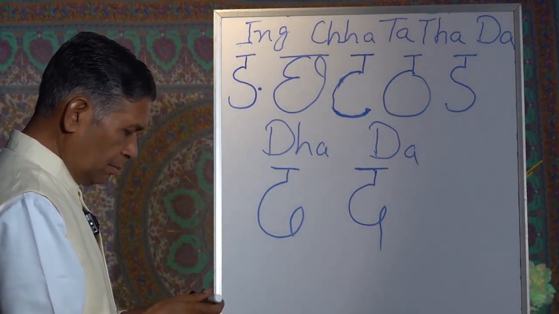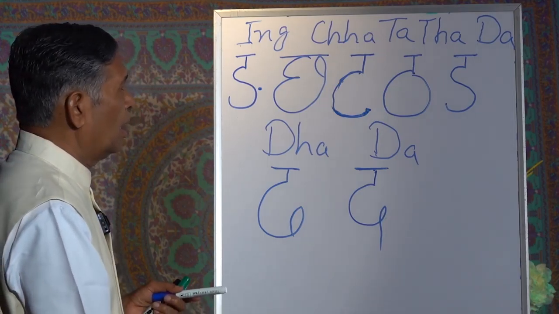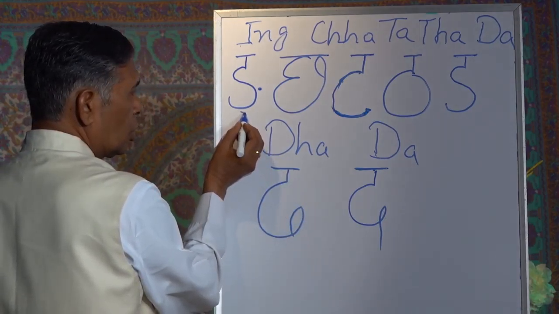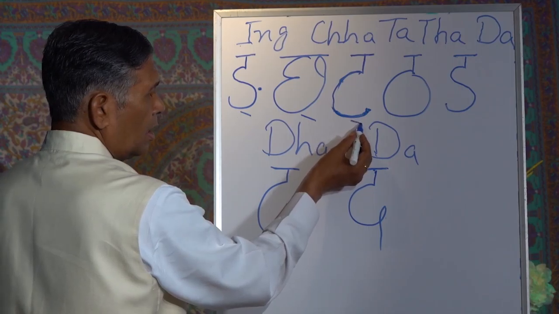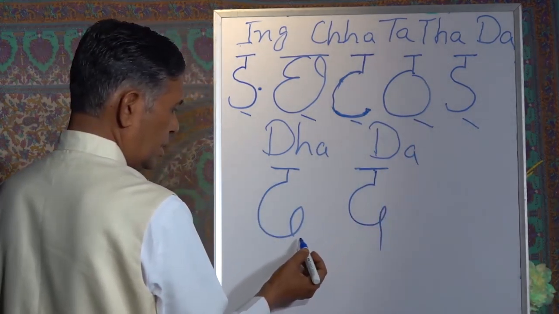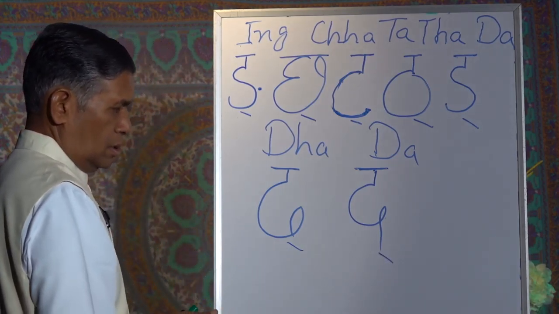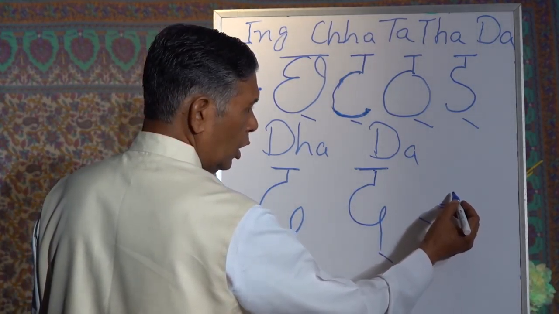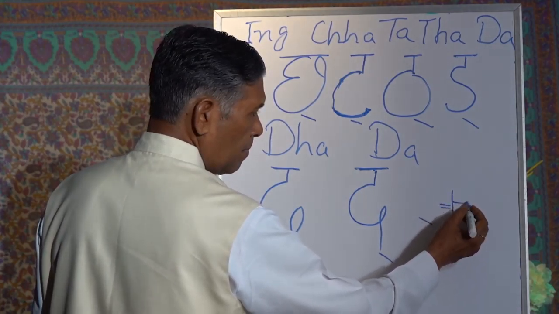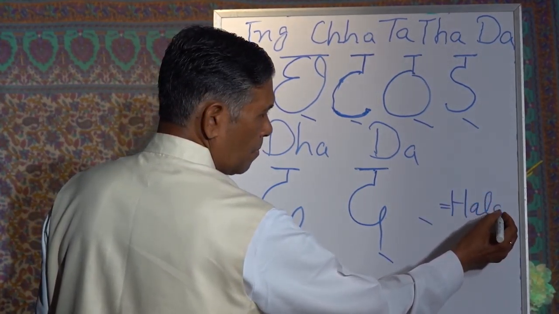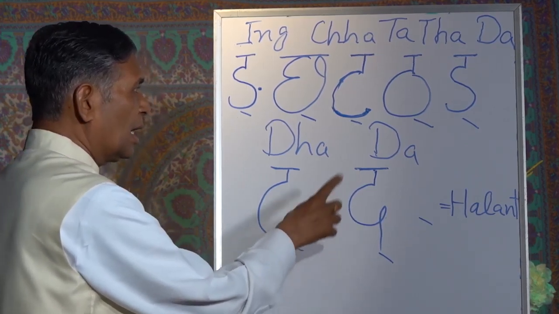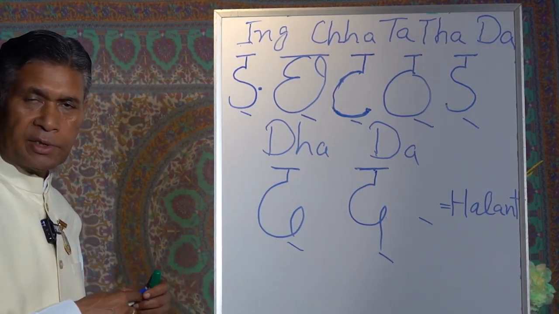Okay, brother. And the third thing: how you will make them half consonants. For all these letters, you must put one stroke under the letter and the letter will be half. This is called halant. So put halant under such letters and they will be half, and these are 7 letters.